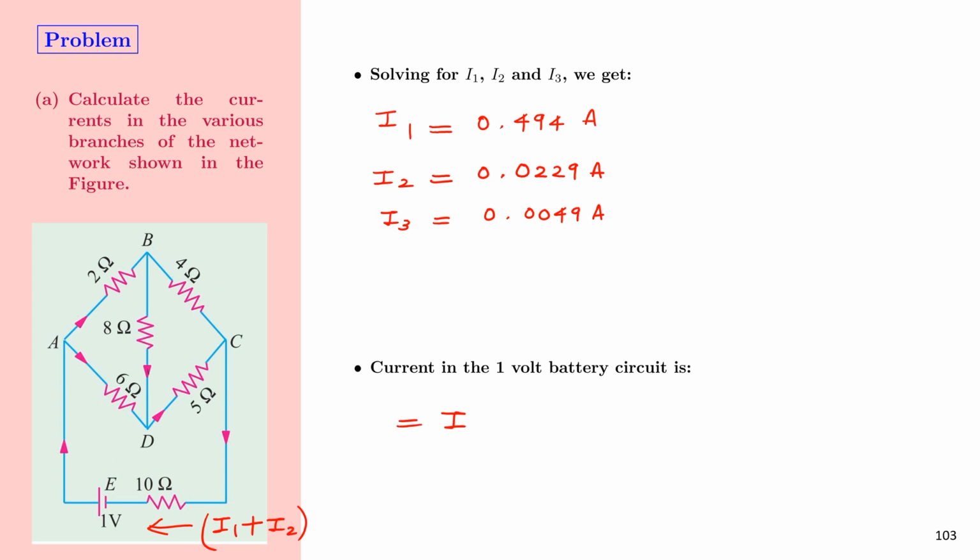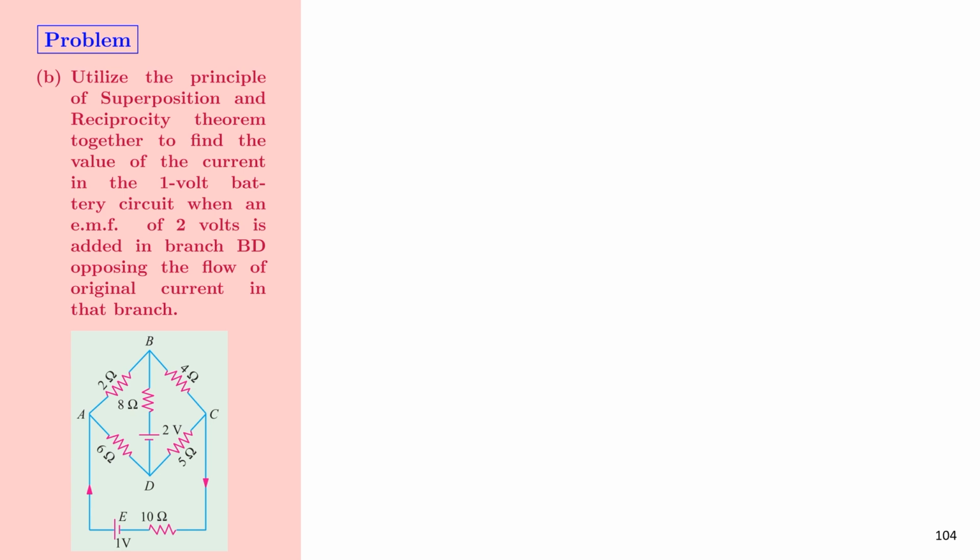The current through the 1 volt power supply is given by I1 plus I2. Therefore, I1 plus I2 is equal to 0.0723 ampere. Now the second part of the problem. Utilize the principle of superposition and reciprocity theorem together to find the value of the current in the 1 volt battery circuit when an EMF of 2 volts is added in branch BD, opposing the flow of original current in that branch. That is, in branch BD, the current flowing is I3, and in addition to that, we have added a 2 volt supply.